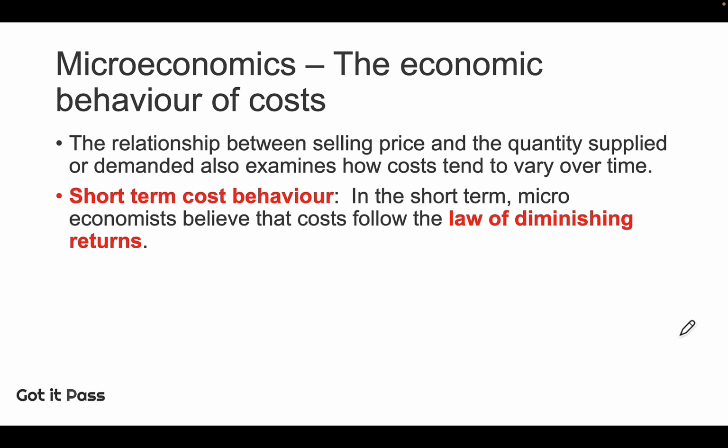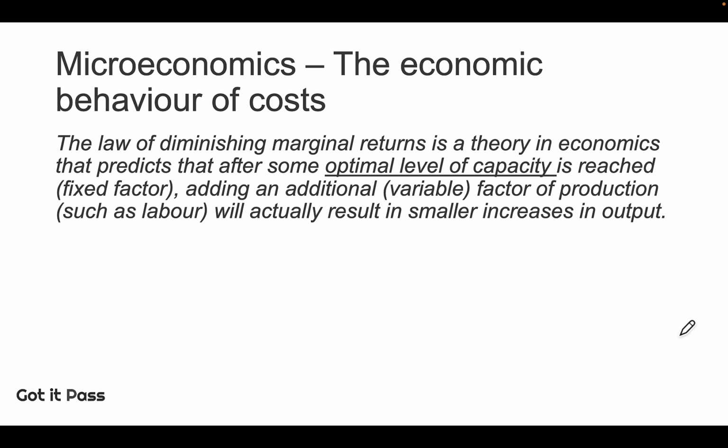In the short term, microeconomists believe that costs follow the law of diminishing returns. So what does that mean? The law of diminishing marginal returns is a theory in economics that predicts that after some optimal level of capacity is reached, that means we have a fixed factor or fixed factors, adding an additional variable factor of production, such as labor, will actually result in smaller increases in output. So here is the definition of the law of diminishing marginal returns.